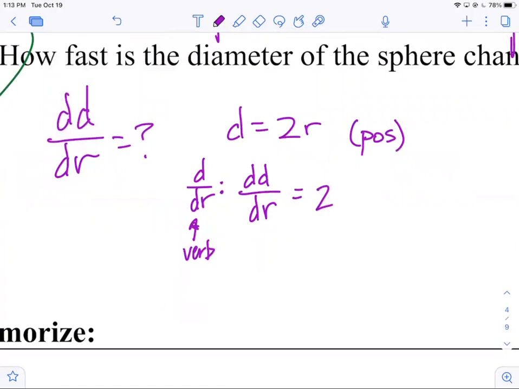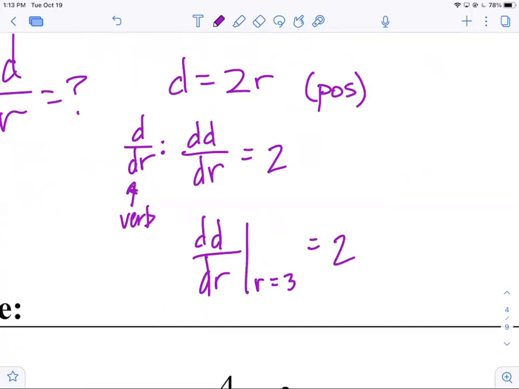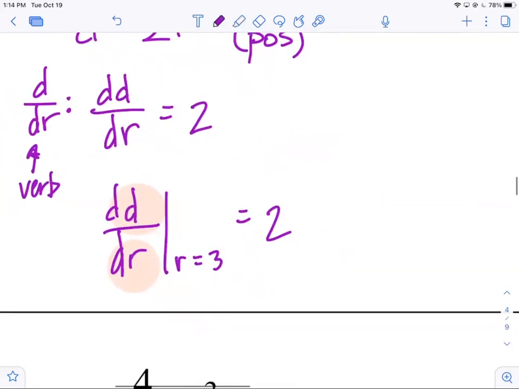Now, even though your equation is a constant, you still want to make sure you're answering the question. So underneath there now we'll say the derivative of the diameter with respect to the radius evaluated when the radius is 3. Same moment in time. And of course, now we'll profess it to be 2. 2. And then units. Units of diameter divided by units of radius. So that should be feet divided by feet.